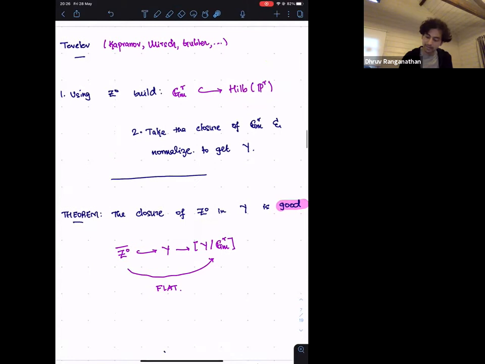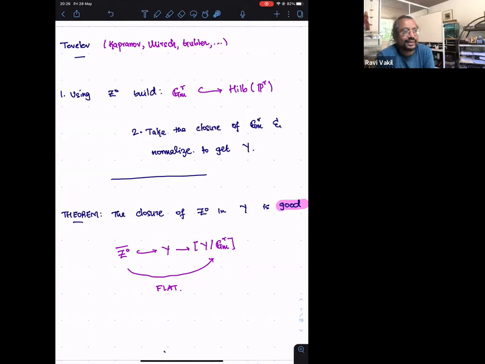It's essentially a diagram chase in this toric variety. It's kind of funny, you used Z naught to get it. And in this toric variety that Z naught tells you to compactify G_m^r to, this flatness property is exactly the thing that's satisfied. I find this quite clever.